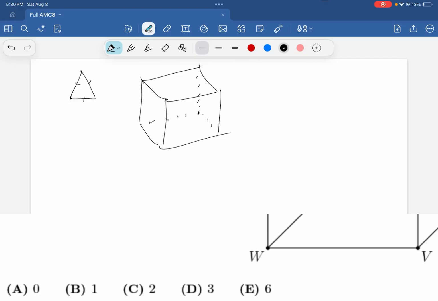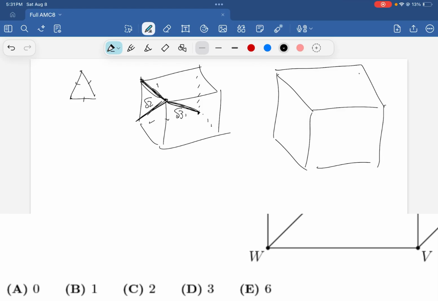Then the side lengths can be this one, this one, or this long diagonal. By the Pythagorean theorem, this is 1, this is square root of 2, and this is square root of 3. So there's only actually 3 options for the side length of this equilateral triangle.